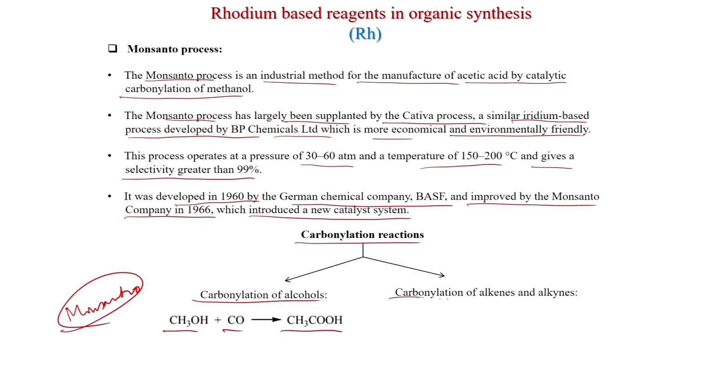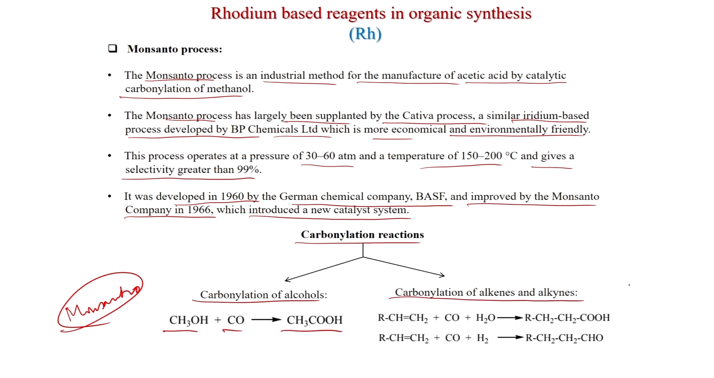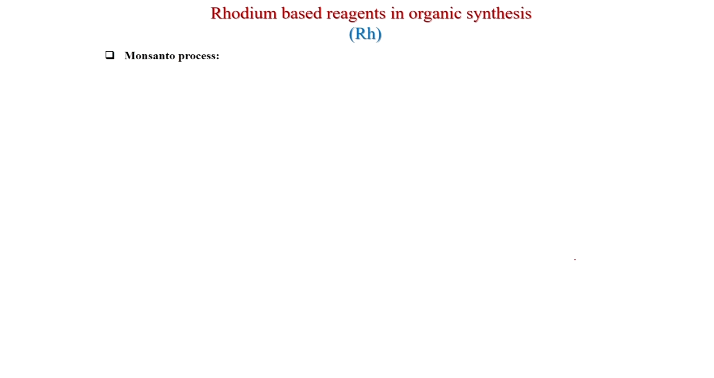Also, olefins and alkynes can be carbonylated, like here olefin with CO and H2O, you get the acid, and with alkene, carbon monoxide and H2, you get the aldehyde. So, when additionally H2 is given, then you get the aldehyde, and when H2O is given, then you get the acid. So, we will discuss this reaction.